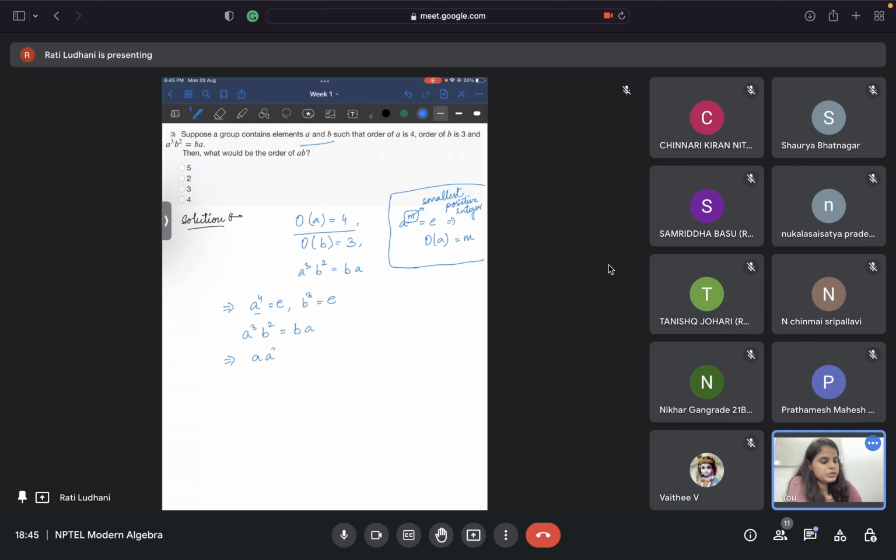So A cube, B square, B. We multiplied by A and B. So left multiply by A and right multiply by B.